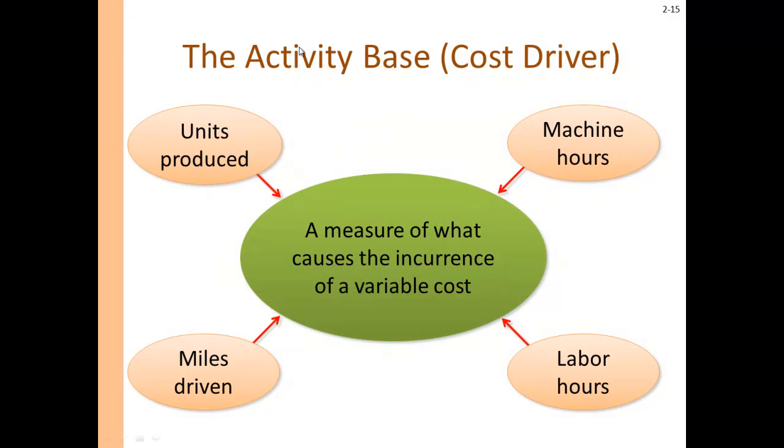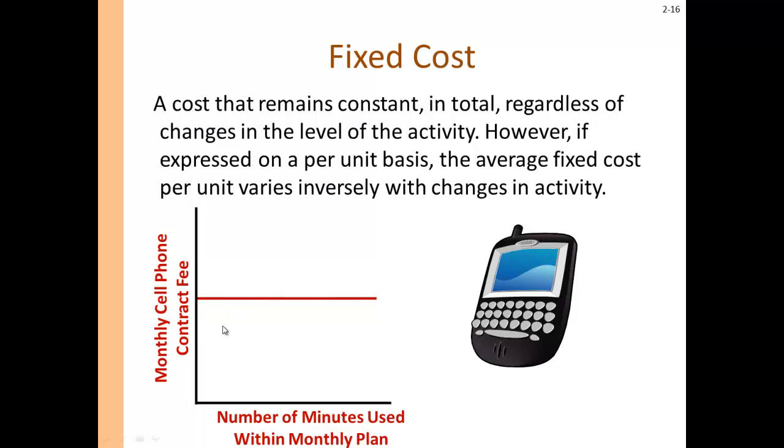Now, activity-based. These are what are considered our cost drivers. A cost driver could be the units produced, if we are producing something, or miles driven if we are a trucking company, or labor hours, or machine hours. This is a measure of what causes the incurrence of a variable cost. With each mile driven, does it go up? With each unit produced, does it go up? With each machine hour? You want to pick something that fits and is easy to track when you're setting up your cost. We'll get further into that.